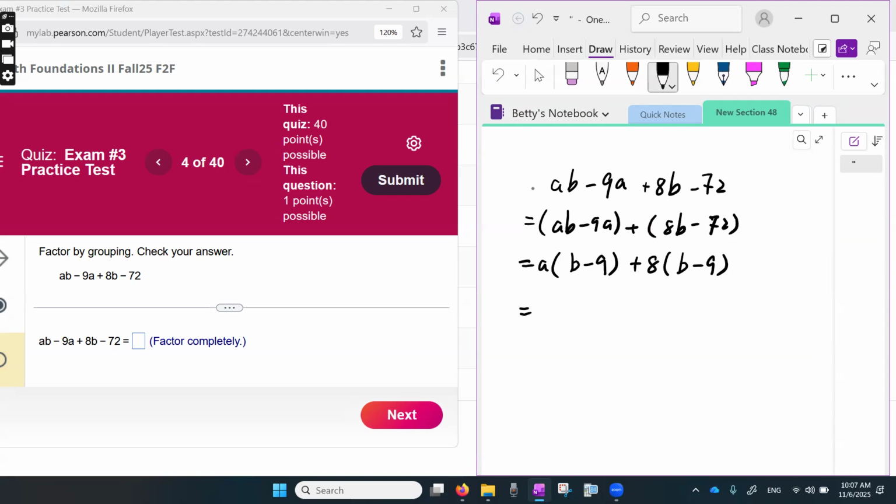We want the two parentheses to have the same binomial, right? Yes, we do. We have a common binomial factor factored out, b minus 9, and the leftover, a plus 8. Letter A plus number 8. So the factorization is b minus 9, a plus 8.